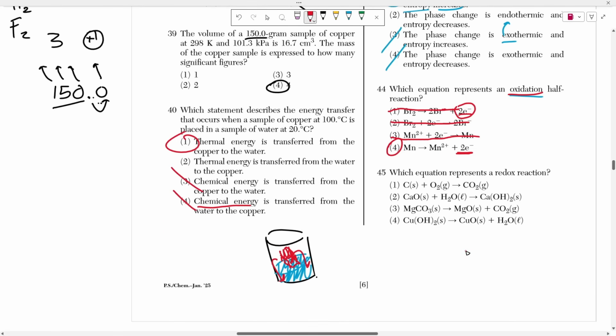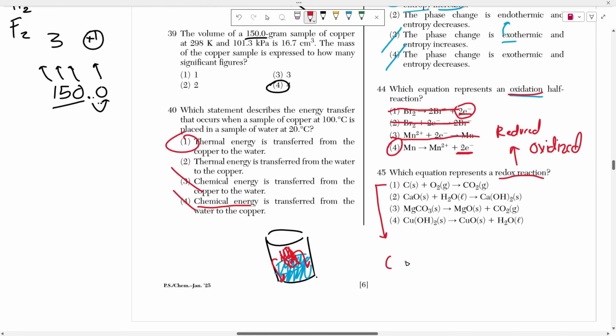So number 45 asks us which equation represents a redox reaction. Well, this is a half reaction. That's what we were looking at here. We saw something get oxidized. Before a redox reaction can occur, something needs to get reduced in addition to oxidized. So let's see what gets oxidized and reduced here. Which one of these equations shows something getting reduced and oxidized? So let's look at choice 1.